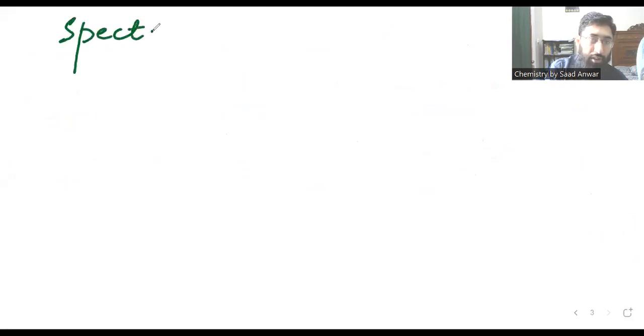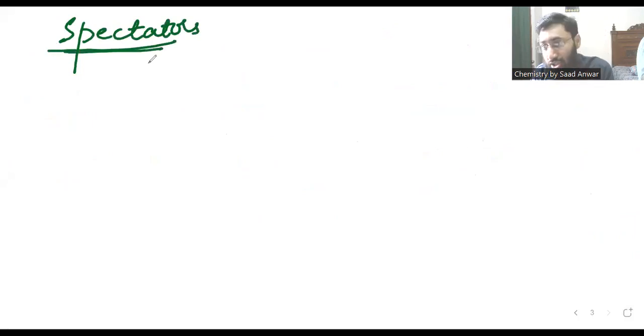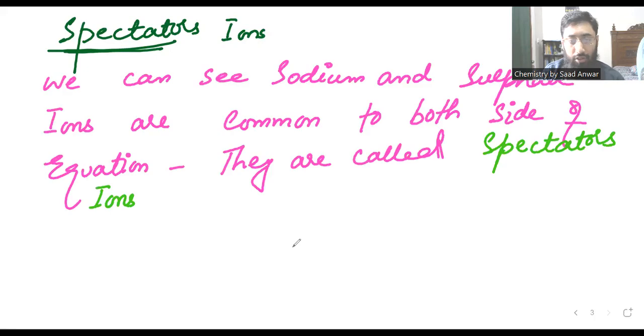Spectator ions are those ions which remain unchanged, which are present at product side and which are present at reactant side. So let me write the definition of spectator ions here. So this is the definition of spectator ion.